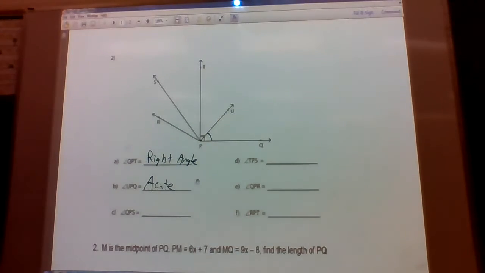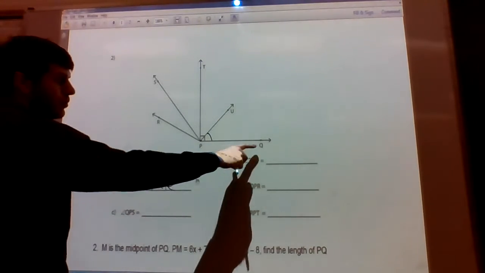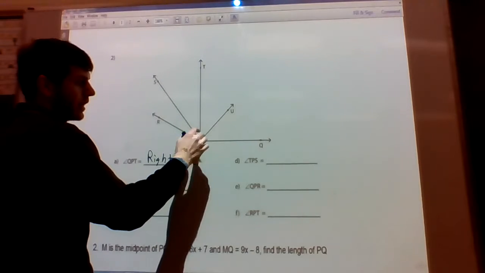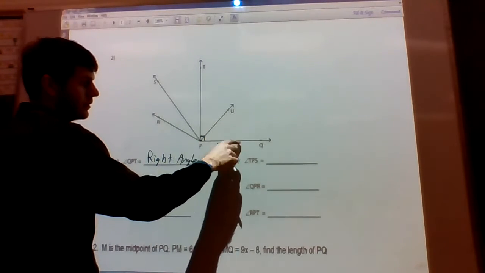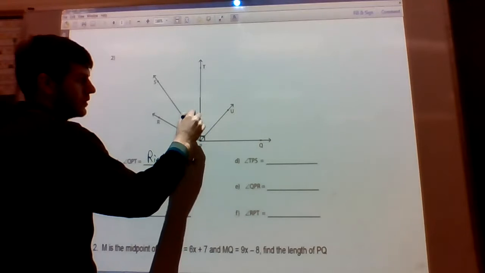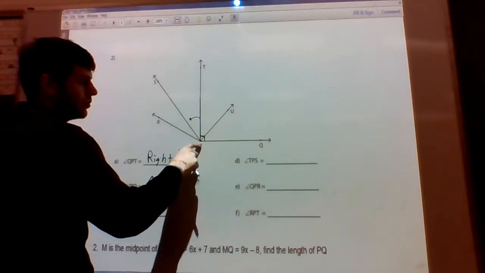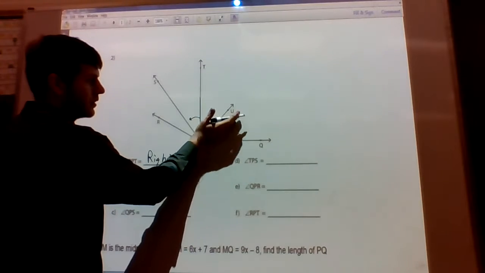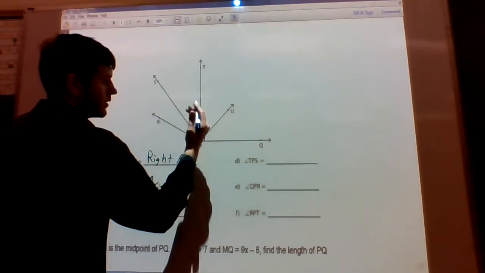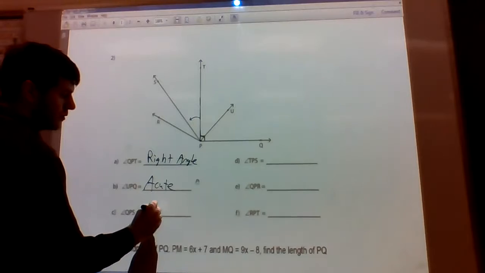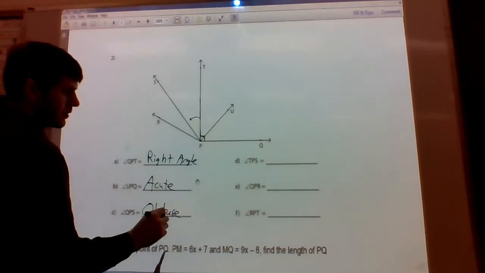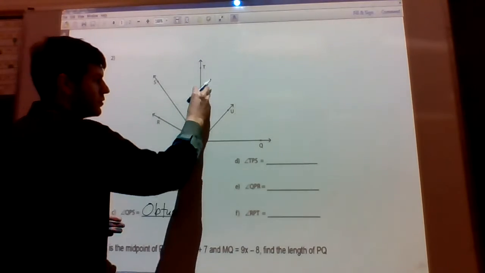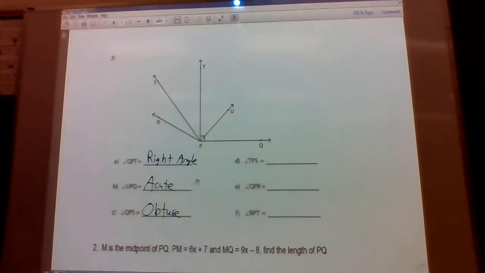Then we have QPS. We notice here's 90. So QPS is greater than 90, right? Here's our 90 degrees, greater than 90. So it's going to be obtuse. Greater than 90 degrees, we have an obtuse angle.